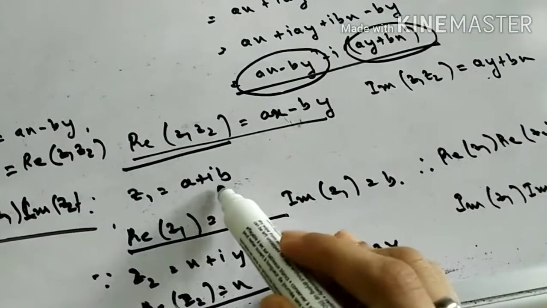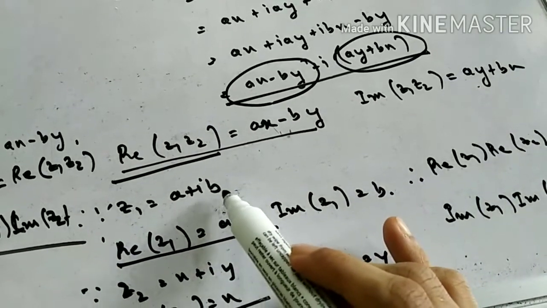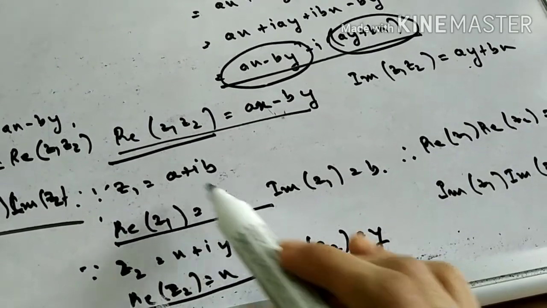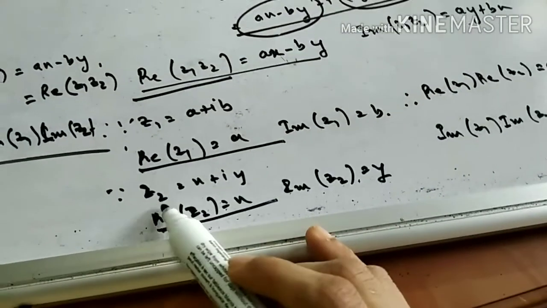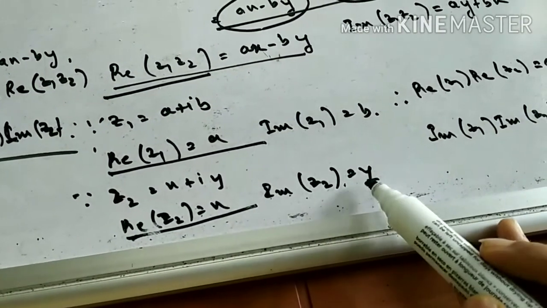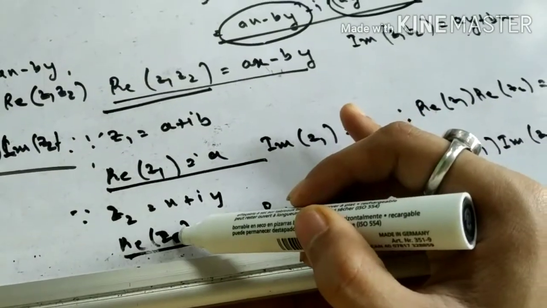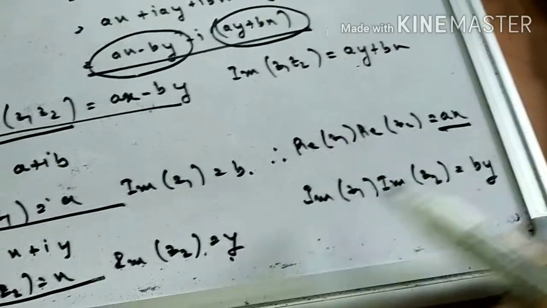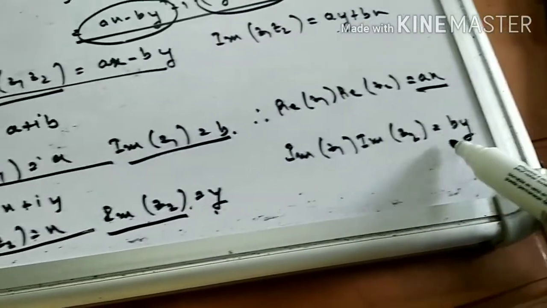Now, since Z1 is equal to A plus iB, Re Z1 will be A, the real part of Z1, and the imaginary part of Z1 will be B. And again Z2 is equal to X plus iY, therefore Re Z2 is equal to X and Im Z2 is equal to Y. Now Re Z1 into Re Z2, I will get AX, and Im Z1 into Im Z2, I will get BY.